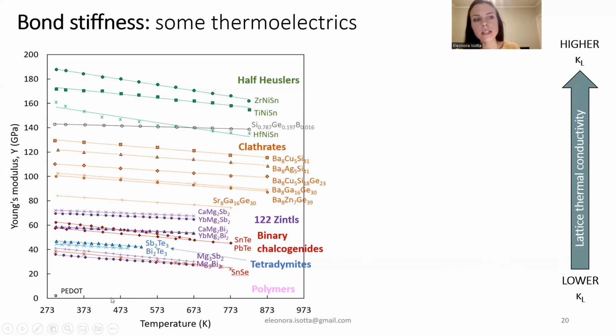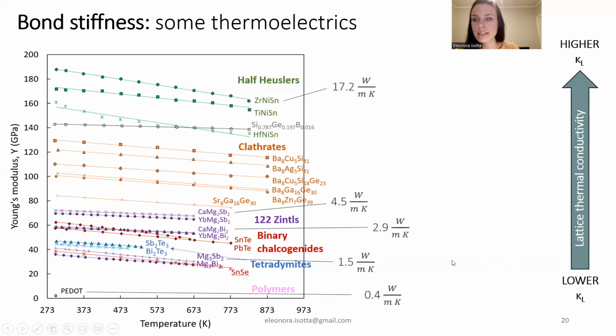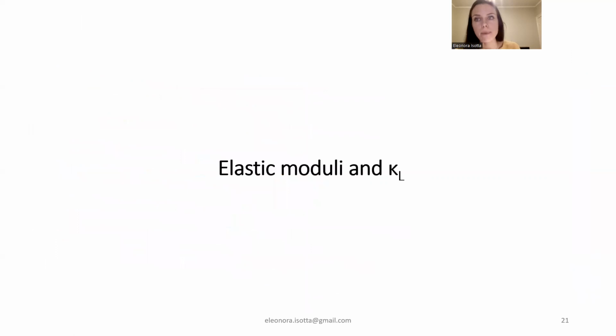And this trend in elastic moduli pretty much follows the trend that we will find in lattice thermal conductivity. So it will go from very low to higher values, like the half-Heuslers. Okay, but what is the intimate connection that exists between elastic moduli and lattice thermal conductivity?